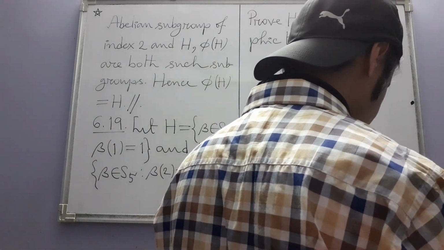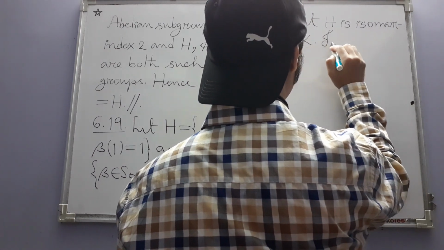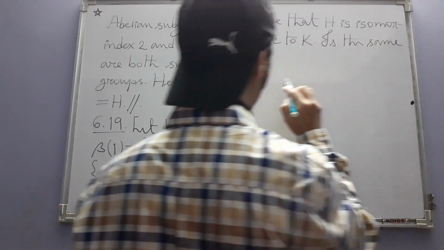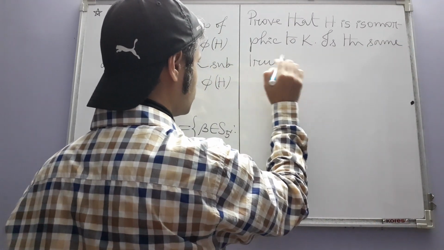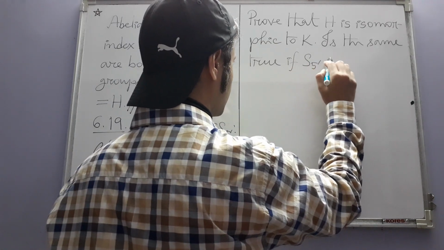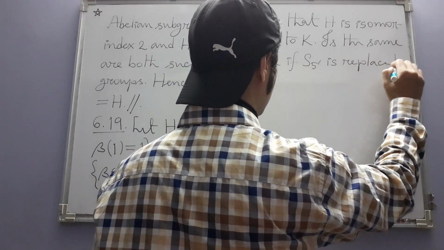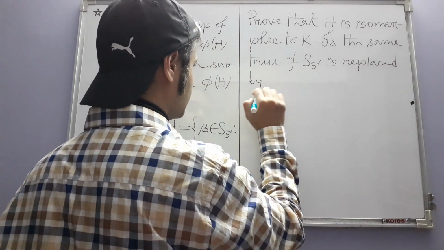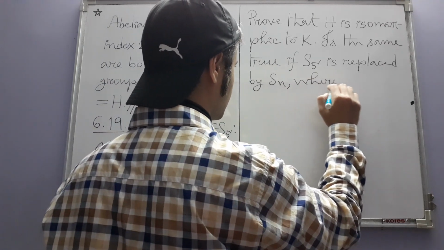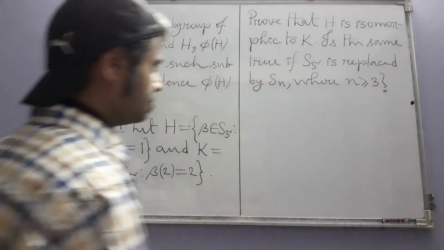Prove that H is isomorphic to K. Is the same true if S5 is replaced by Sn, a general n where n is at least 3?